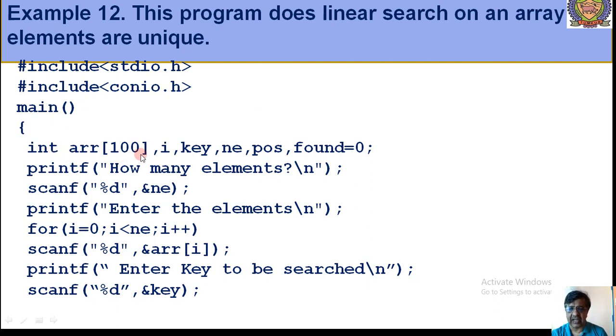And an array is declared consisting of 100 elements. I is for running the loop. Key is the key element that is to be searched. NE is for number of elements, and position is in order to echo in which position the key is present, if at all the key is present. Found is used as a flag, and to begin with, found is used to represent that the key is absent in the array. This is an assumption, therefore found is equal to 0.